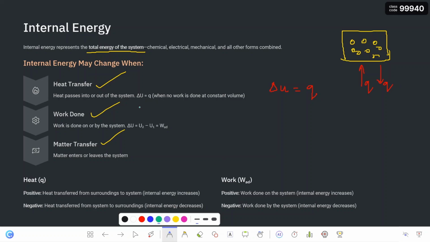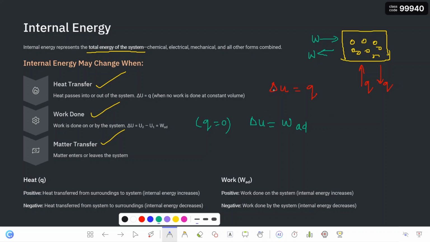Then, suppose work is getting done. Either work is done on the system or work is done by the system. These two things can happen. In that case, delta U will be equal to only work done, but heat is not getting transferred. That is why it will be equal to W adiabatic. It will be conducted at adiabatic condition, because in this case Q is 0, only work is getting done. So that is why delta U is equal to W adiabatic. Change in internal energy is equal to work done.